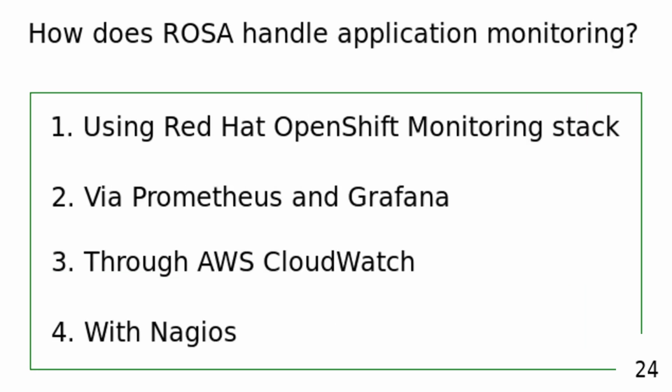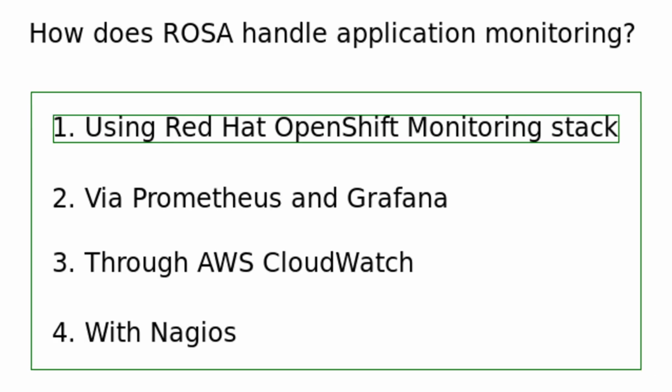How does ROSA handle application monitoring? Using Red Hat OpenShift monitoring stack. Via Prometheus and Grafana. Through AWS CloudWatch. With Nagios. ROSA uses the Red Hat OpenShift monitoring stack, which includes Prometheus and Grafana, for comprehensive application monitoring.